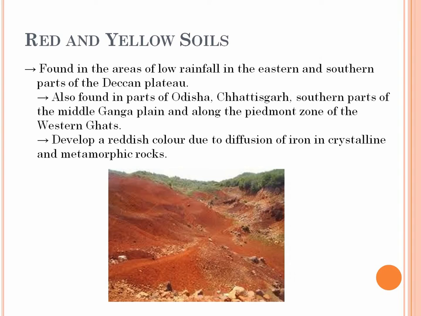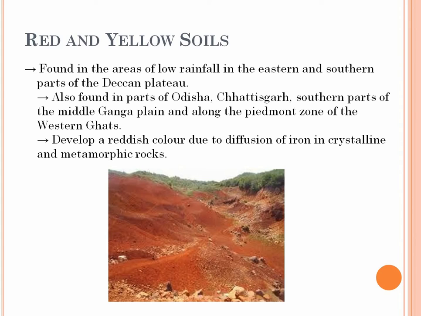Next, red and yellow soils. Red and yellow soil you can see in Tamil Nadu, part of Andhra, southern part of Karnataka, Chhattisgarh and Jharkhand. Red and yellow soil is formed because of low rainfall. So the first point: it is found in the areas of low rainfall in the eastern and southern parts of the Deccan Plateau. It is also found in parts of Odisha, Chhattisgarh, southern parts of the Gangetic Plain and the Pediment region.